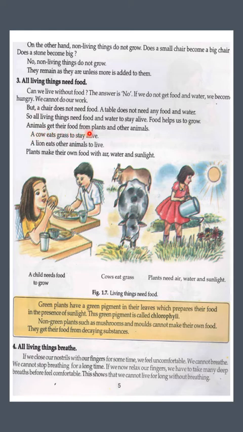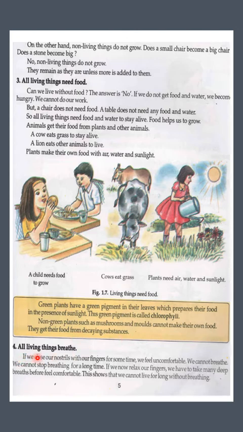Animals get their food from plants and other animals. A cow eats grass to stay alive. A lion eats other animals to live. Plants make their own food with air, water, and sunlight. Green plants have a green pigment in their leaves, which prepares their food. In the presence of sunlight, the green pigment is called chlorophyll. Non-green plants such as mushrooms and moulds cannot make their own food. They get their food from decaying substances.